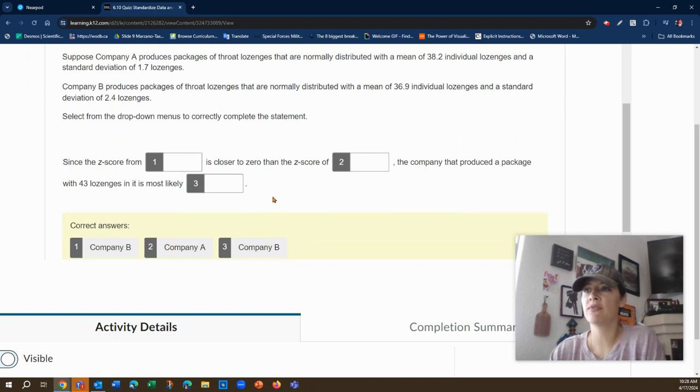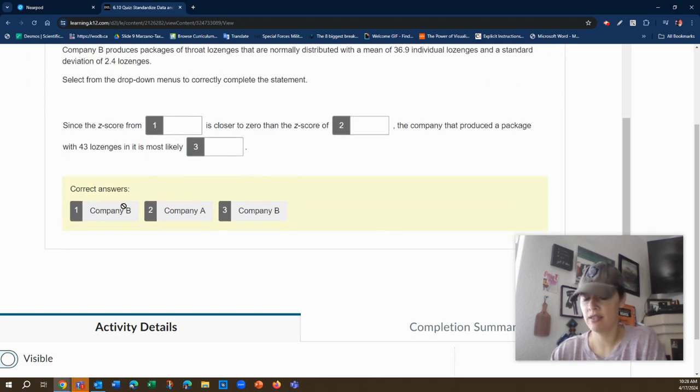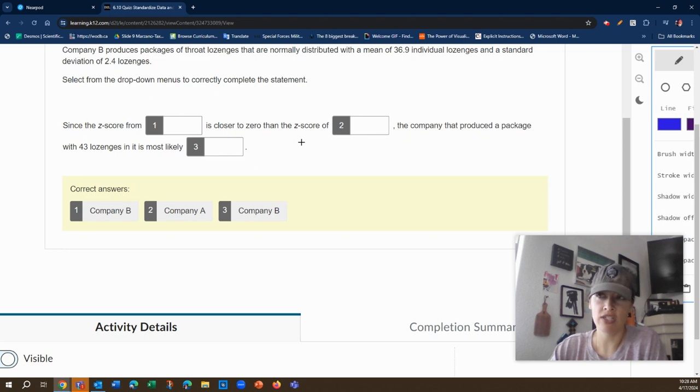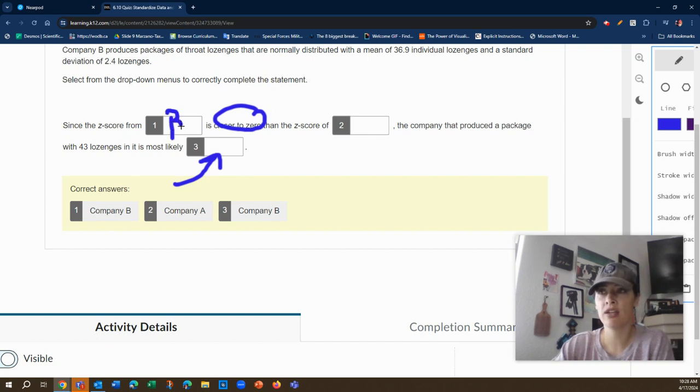So now we can answer these first two questions. The z-score from company B is closer to 0 because it's 2.58, so it's closer to 0, than the z-score of company A because company A was 2.82, right? So one was 2.5, the other one was 2.8. That means 43 lozenges, it's most likely going to be company B. Why? Well, the hint for test-taking strategies is since that one's closer to 0 than that, it means that the company is most likely, boom, right? So that's just a test-taking strategy. Since company B is here in the logic of the statement, company B should also go there.